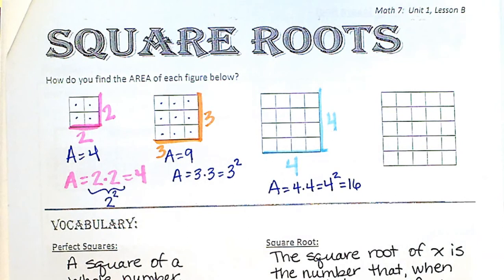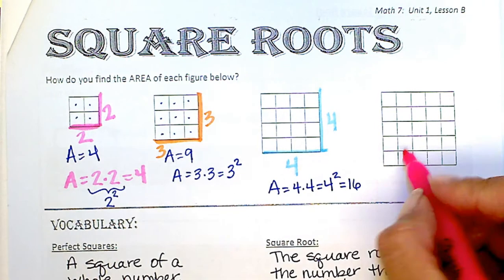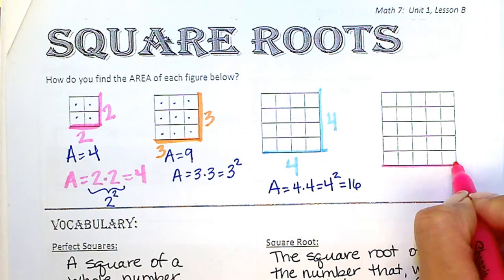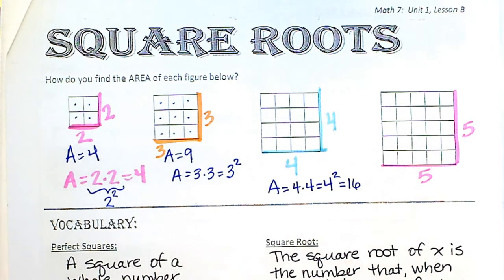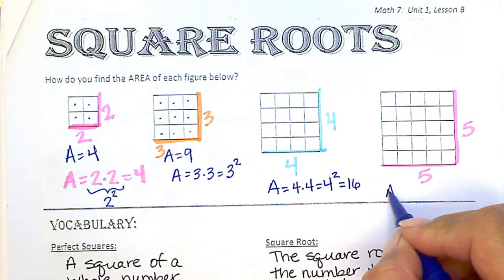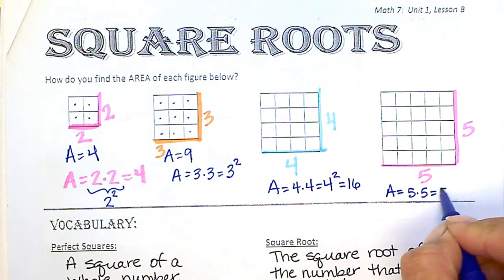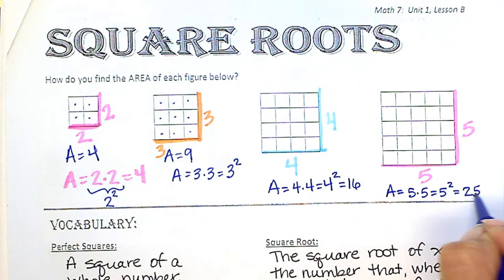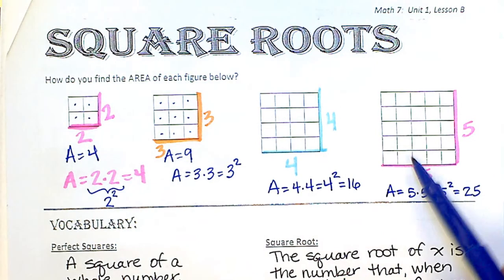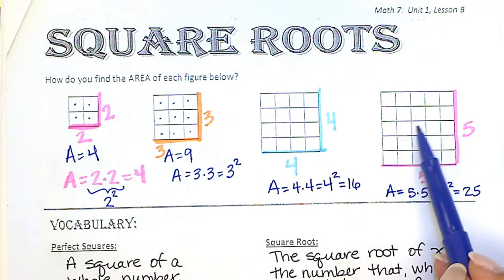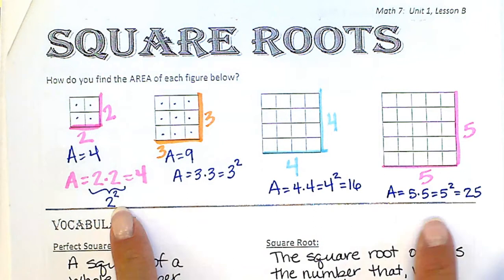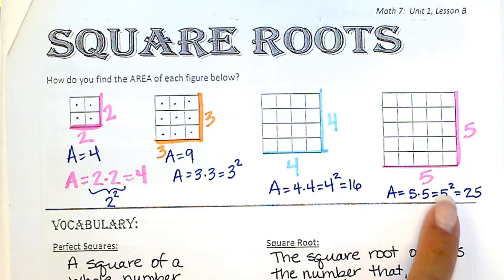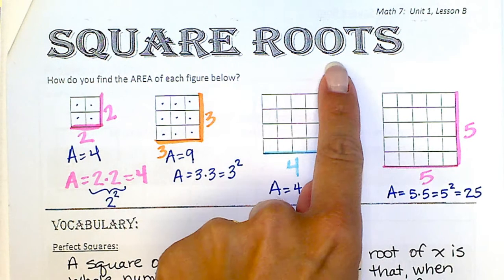And for the last square, we have 1, 2, 3, 4, 5, and 5. Now, many of you already know area would be 5 times 5, or 5 squared, which is 25. Now, we can find 25 faster than counting all 25 boxes. So again, exponents will be very helpful in this situation. And we're going to use these exponents then to learn about square roots.